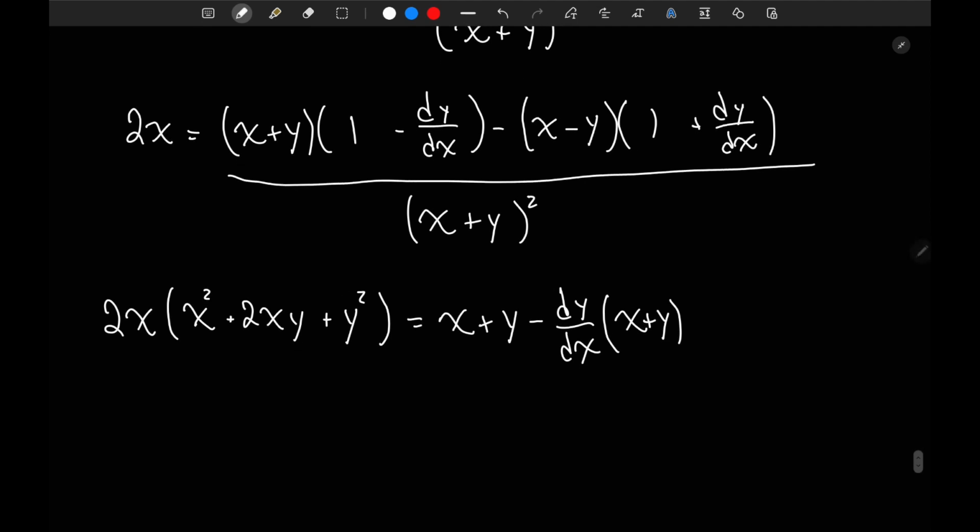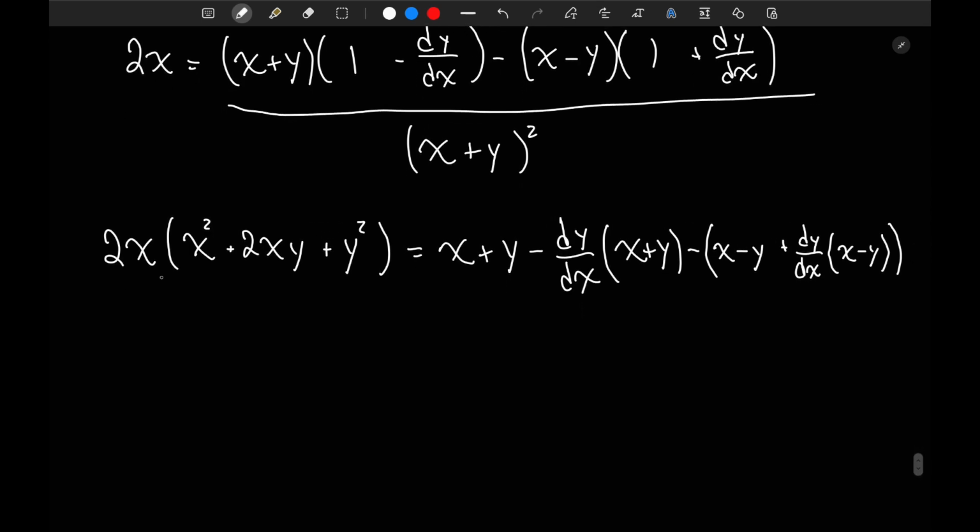And then on this side, I'll do the same where I have the minus. And then if I take this x minus y, multiply it by the 1, we're going to have x minus y. And then we will have this x minus y multiplied by the dy. So we'll have plus dy by dx multiplied by x minus y. We're kind of getting overwhelmed with brackets, but that's okay.